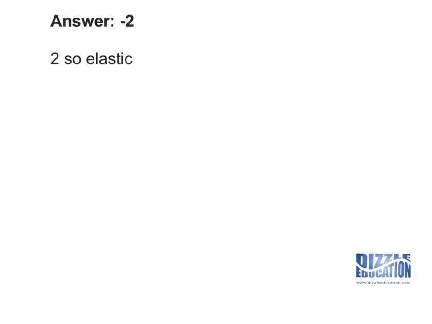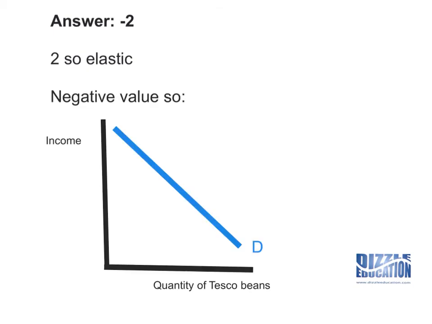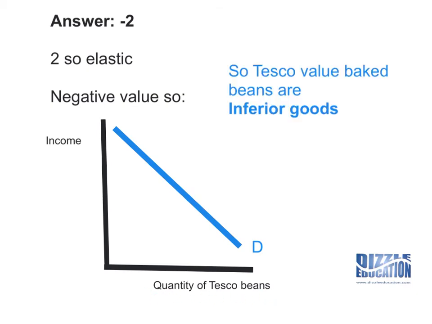So a value of minus 2, again it's 2, so 2 is greater than 1, so it's elastic. We've got a negative correlation between income on our vertical axis, and in this time quantity of Tesco baked beans, Tesco value beans, on our horizontal axis. Good. We describe this as an inferior good. And as you can see here, inferior goods are where, as your income increases, your demand for that good decreases. So people would probably switch, maybe they might switch to buying Heinz baked beans instead of Tesco value baked beans.